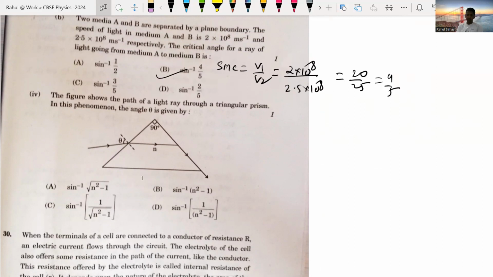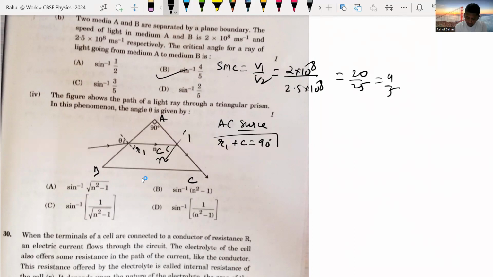Coming to the figure which shows the path of the light ray through a triangular prism. Name it A, B, C. This is N, this is 1. First, on the AC surface, this is the critical angle, right? This is R1, R1 plus C is equal to 90 degrees. Mu2 by mu1, meaning 1 by N, is equal to sin I by sin R. There it is sin C. That's what we got from the AC surface.